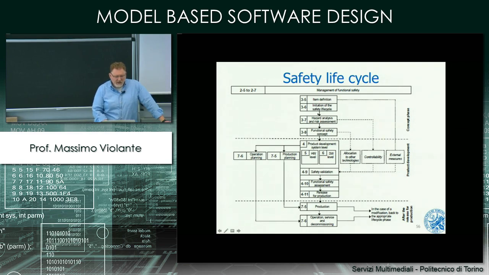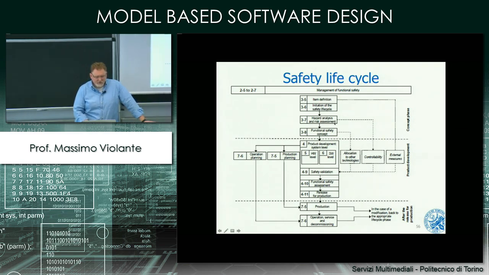Then we have to analyze the hazards that could impair the item in working correctly. And we have to understand which risk is associated with those hazards. Out of this analysis, we can eventually define the functional safety concept.